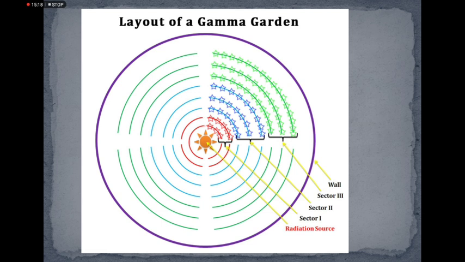Layout of gamma garden. Here in the central portion, it is the radiation source. Then sector 1, sector 2, sector 3, and wall. There is a thick concrete wall surrounding this gamma garden because gamma radiation is hazardous. If it escapes to the outside, it may lead to mutation in animals also. So in sector 1, sector 2, sector 3, the same plants are arranged and we study the changes that have taken place through the application of gamma rays. If it is favorable, those plants are bred together to produce new varieties, and if it is unfavorable, they are destroyed. This type of breeding procedure is known as mutation breeding.